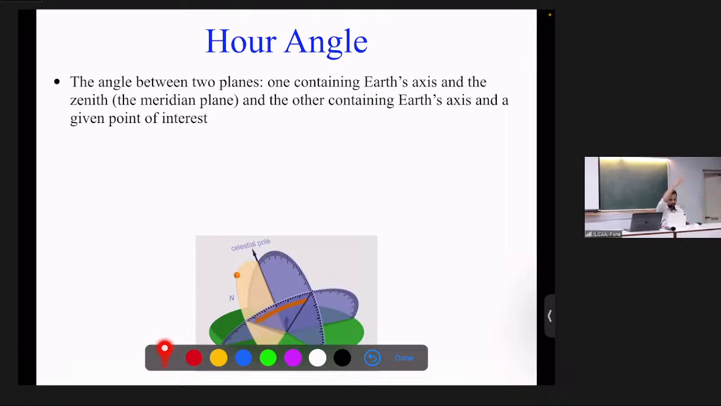So this plane, you understood? This bluish color plane. This is my meridian plane. So I have one.